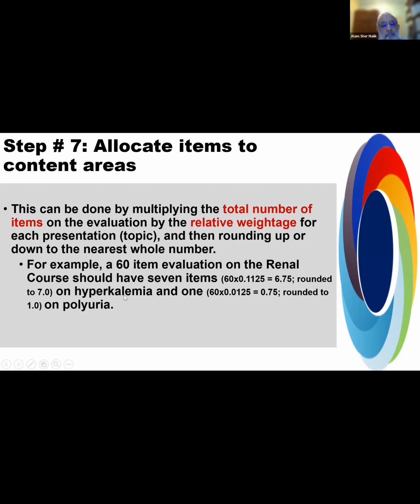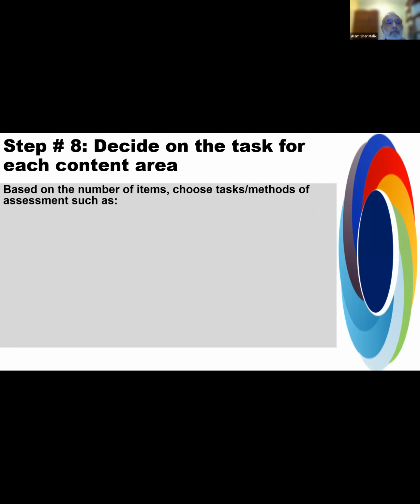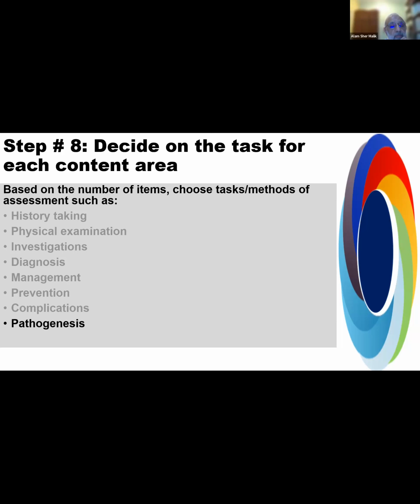But because the weightage for hyperkalemia is relatively less, the weightage for polyuria is relatively less, so there would be fewer questions. Then the next step is to decide on the task for each content area, and based on the number of items, choose the task or method of assessment, such as history taking, physical examination, investigations, diagnosis, management, and prevention and complications, pathogenesis, etc., and basic sciences.